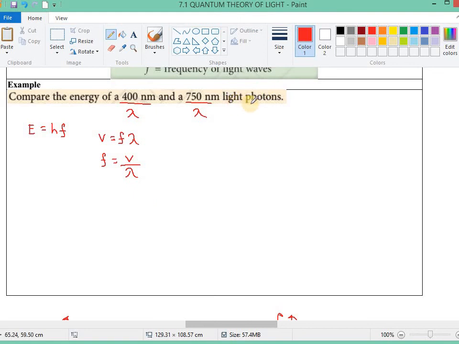And these are light photons, so the wave speed is the speed of light. The symbol that represents the speed of light is a small c. So over the wavelength, we get that the energy equals Planck constant times the speed of light over the wavelength. So we put in the values: E equals h c over wavelength. The Planck constant is 6.63 times 10 power of negative 34. Speed of light is 3 times 10 power of 8.